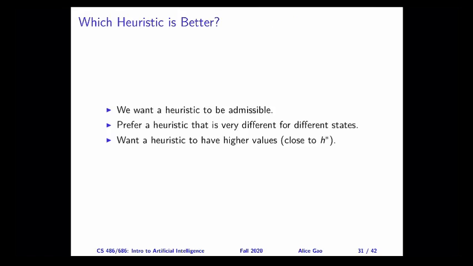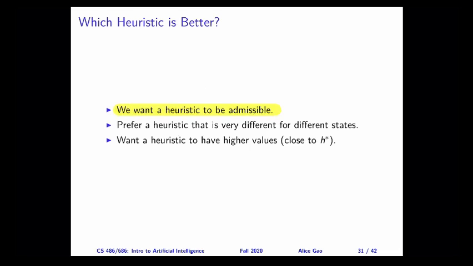Given a search problem, we can often relax it in multiple ways and derive several different admissible heuristic functions for the same problem. With multiple heuristic functions, which one should we choose? Let me discuss a few ways of comparing heuristic functions. First, we must require that the heuristic is admissible. This allows A star to find the optimal solution.